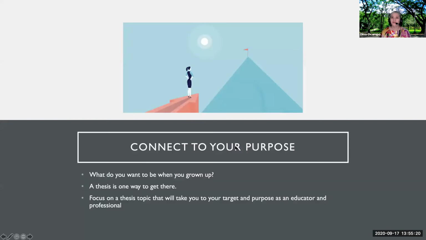You also need to connect to your purpose. What do you want to be when you grow up? After this master's program, what is your purpose as an educator, as a teacher, as an administrator? What is that purpose? I think it's very important for you to see that the thesis is a way to get to that purpose. So focus on a topic that will take you to your target and to your purpose as an educator and professional.